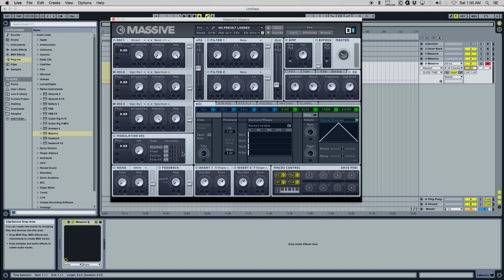So that's good there. Adding some tape hiss or bright noise enables this to sound a bit more full as well. Yeah, there's a bit of a difference there. And finally, we're gonna add some filters, which is one of the most important parts, as well as messing with the wavetable position.